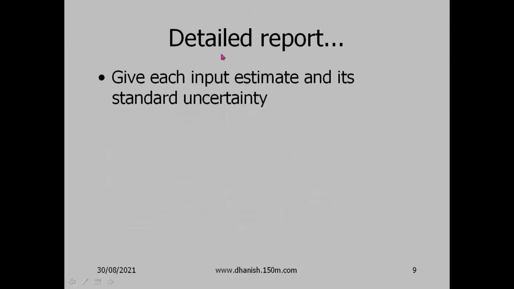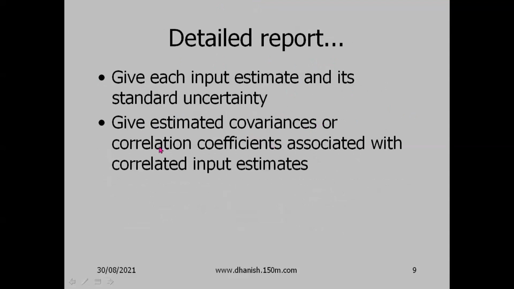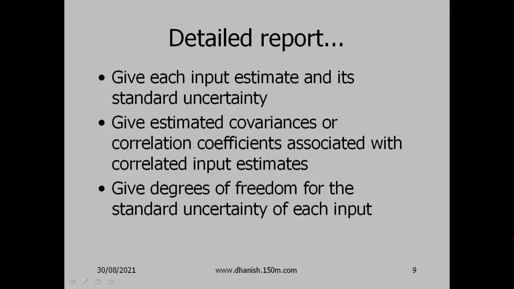Okay, so that is how to round off. Detailed report. How do you give the report of the computation of uncertainty? Give each input estimate and its standard uncertainty. So whatever is the input value, what is its average, what is its standard uncertainty. Give estimated covariances or correlation coefficients associated with correlated input estimates. So wherever two variables are correlated, their correlation coefficient or covariance should be given.